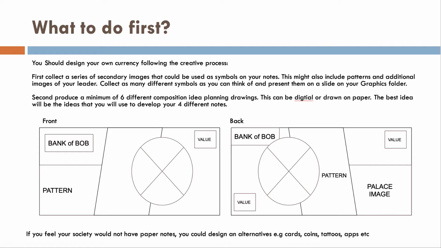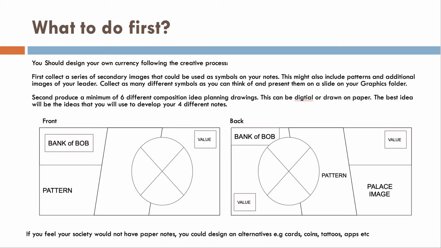You may also need to collect a new primary image of your leader. You may also want to get primary images of other people that might exist. You might want to do fictional historical figures. The example we looked at before had Winston Churchill on, so have you got another politician that you want to include, or a scientist, or a fictional character that you could use?